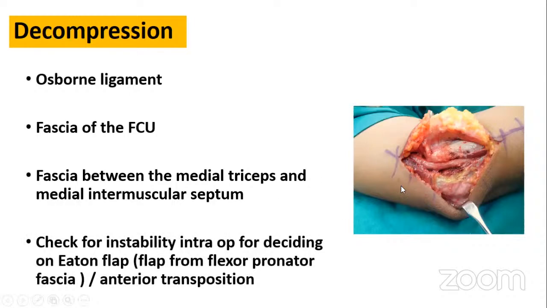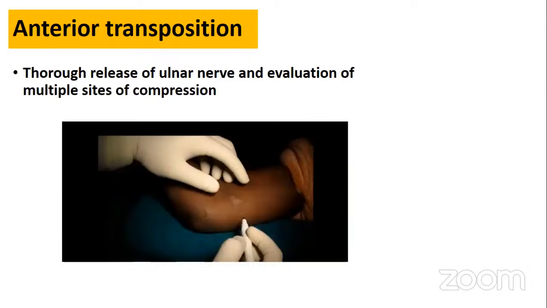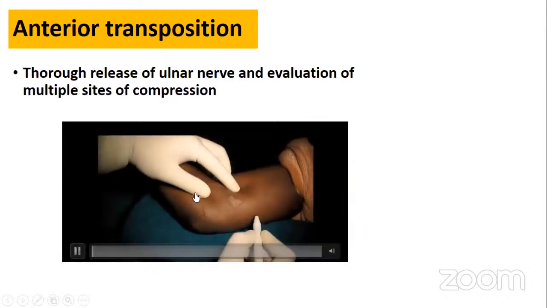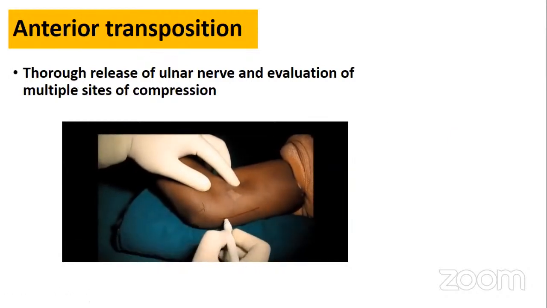And intra-op, always check the instability for deciding on what's called an Eaton flap, which is basically a fascia from the flexor pronator fascia here. And transpose the nerve. See whether it's sitting nicely, or every time you flex the elbow it subluxates. Then you might require something like a sling to keep it there. Okay. This is ulnar nerve decompression and anterior transposition.